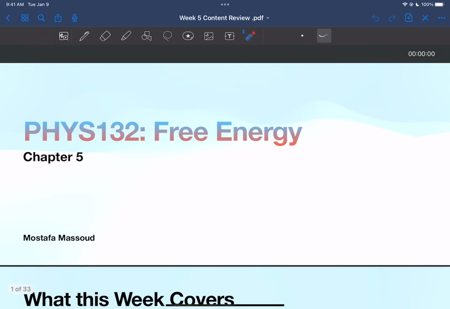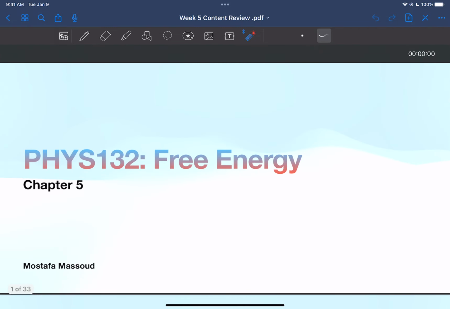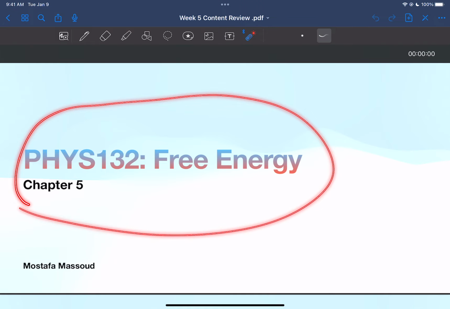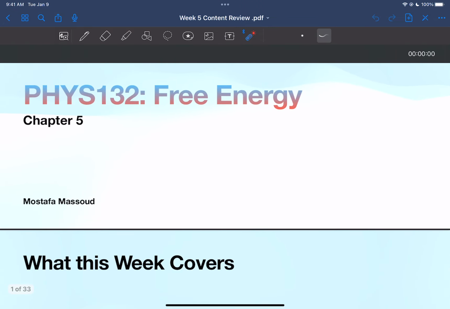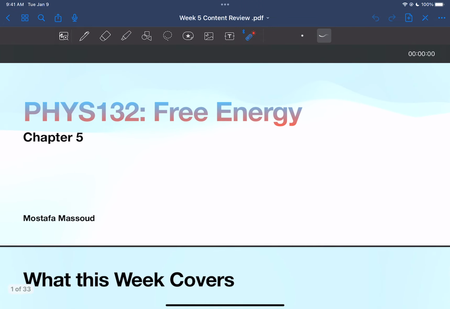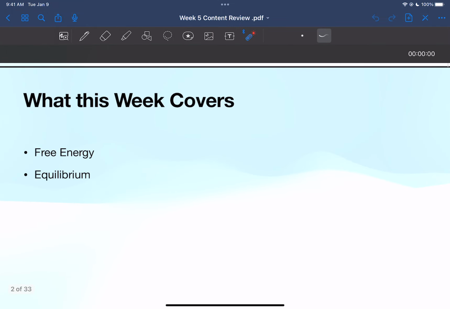Okay, awesome. All right, so like I said, these are the slides that I made for the chapter 5 content, all about free energy. Just a general checklist, I guess, to see what's going to be covered in these slides: all the different types of free energy and how they can relate to equilibrium.